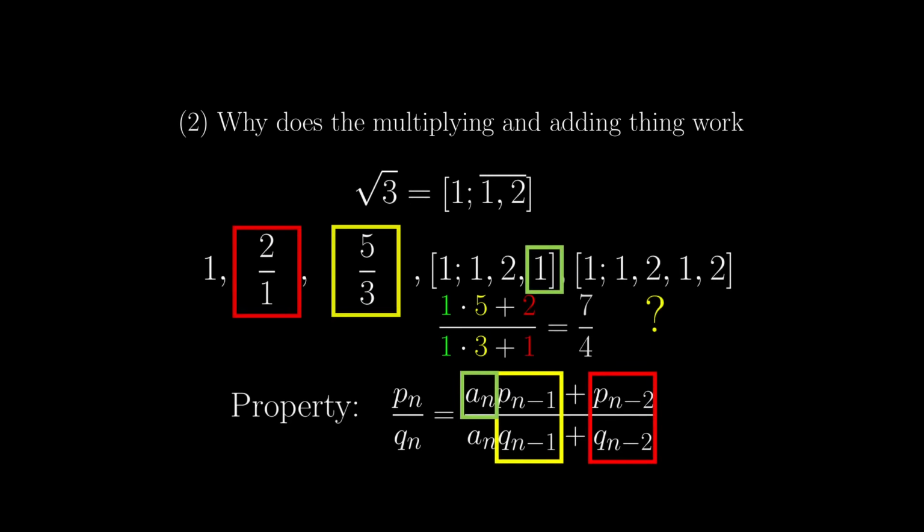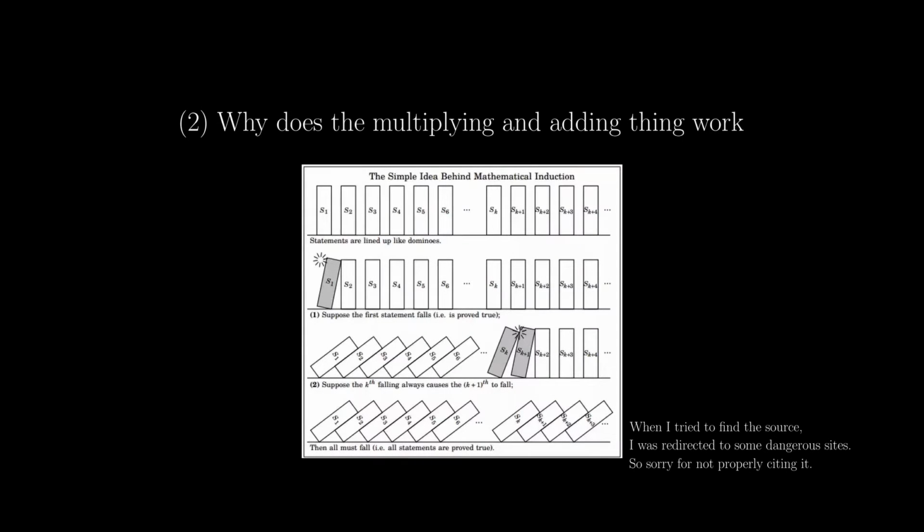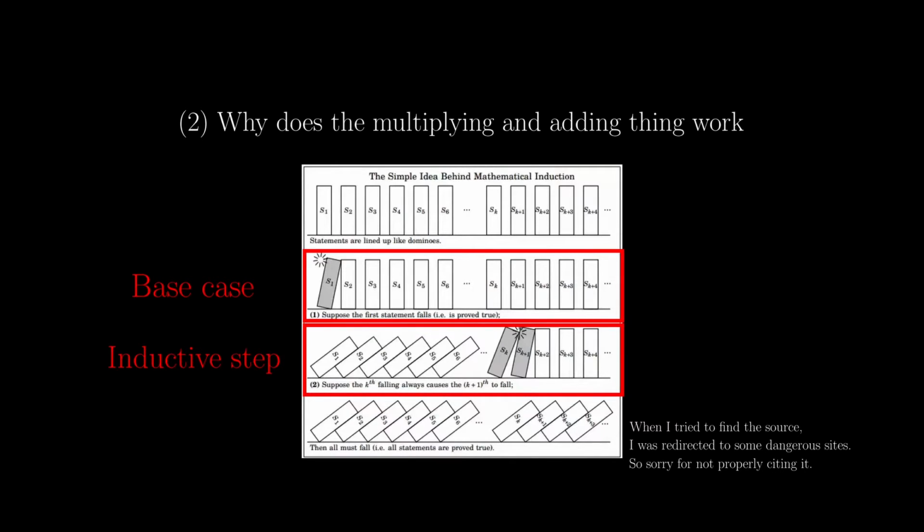For the second bit, the main thing we need to prove is this white boxed formula, and we would use mathematical induction to prove it. If we want to prove a statement is true for all natural numbers n, we first have to prove that when n reaches the smallest possible value, the statement is true, also known as the base case. And whenever the statement is true for n equals k, it is also true for n equals k plus 1, also known as the inductive step. Then the statement will be true for all natural numbers n.